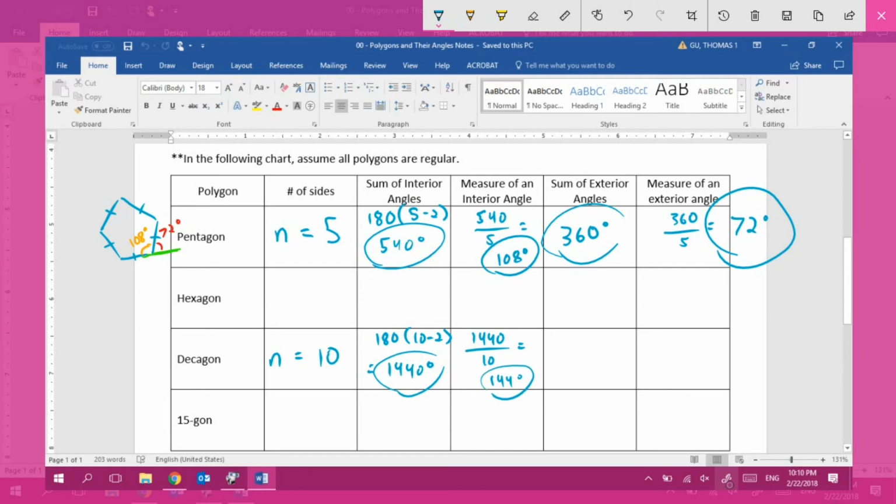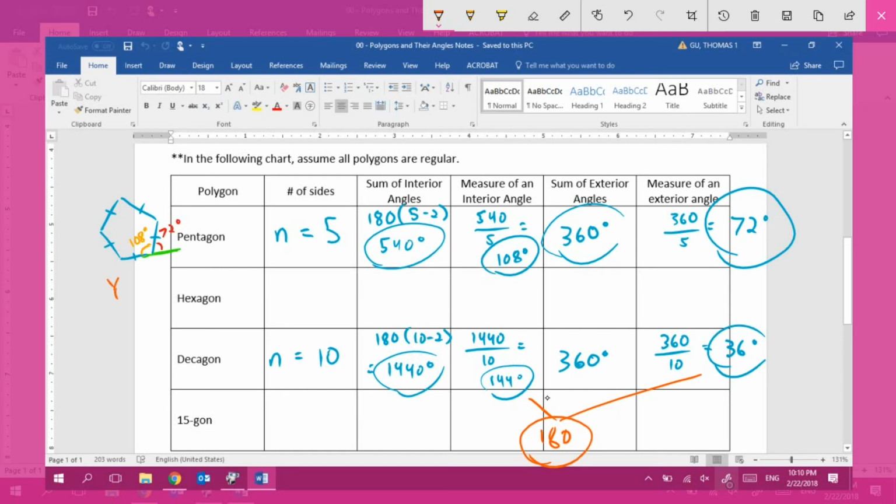Sum of the exterior angles, that never changes. It's always 360 degrees. And last, to find the measure of an exterior angle, we take that 360 and divide it by our number of sides, which is 10, and that's going to be 36 degrees. Now, just to check, my interior angle and my exterior angle should add together to be 180. So 144 plus 36 should equal 180. Does it? Yes, it does. It checks out. We got it.